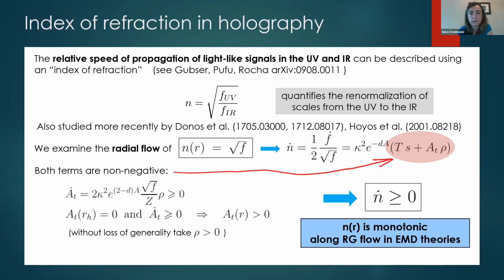Hoyos et al. pointed out that in their particular class of examples it was monotonic, but this is a proof that it's always valid in these theories. What the physical interpretation of this is, I don't know, but it's certainly interesting that this effective speed of light is changing monotonically.